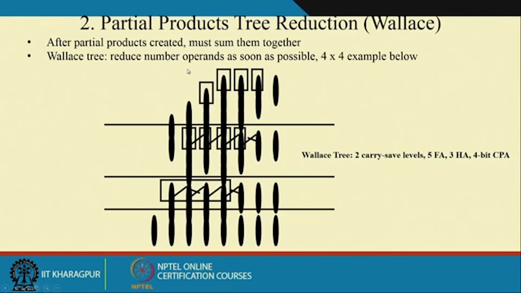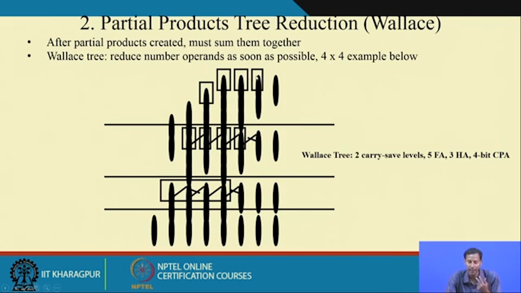After that, I can use different tree reduction methods for the addition operation. In the Wallace tree, as soon as I get those multiples, I try to add them. At the very last stage I will get only 2 inputs, and finally using a carry propagate adder at this level I will get the final results.